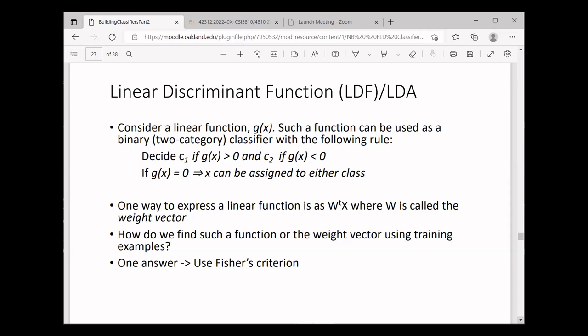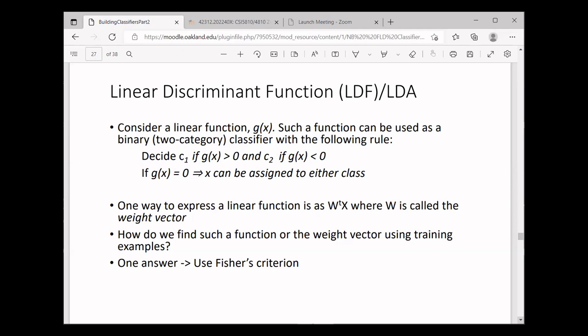One way to express such a linear discriminant function is as W transpose X. Where X is a vector and W is a vector, both of the same size, we can take W transpose X and calculate that product. That will be a scalar number, could be positive, could be negative, and we could use that to do the classification. So the question is, how do we get hold of this weight vector W?